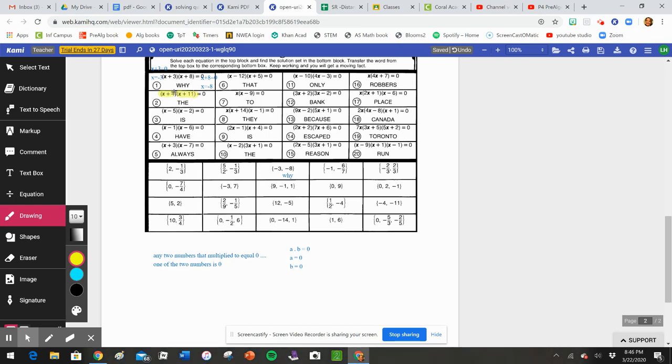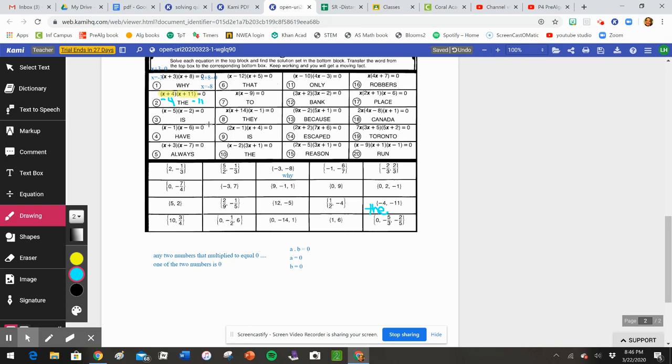And then when you go through and actually do the math, you're going to end up with two answers. This parenthesis is going to give you an answer of negative 4, and this parenthesis is going to give you an answer of negative 11. Okay? That's how that works. And you'll notice again that all of these are already equal to 0, and they're all already factored.